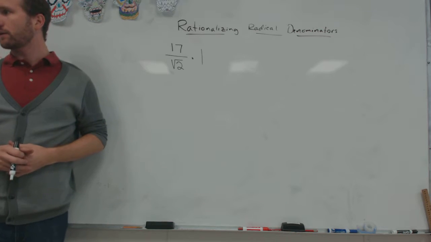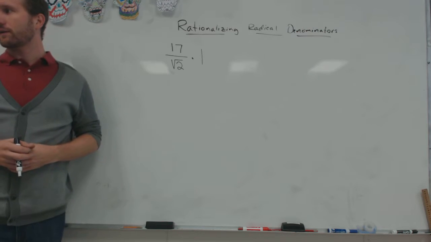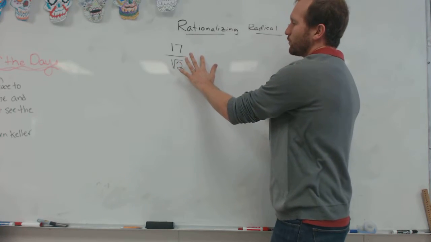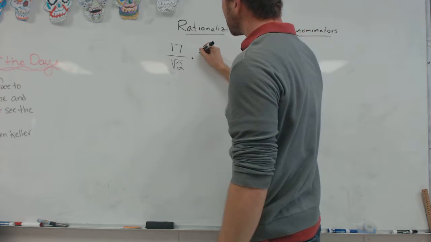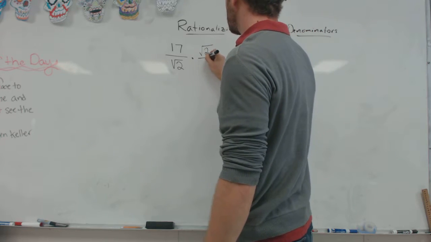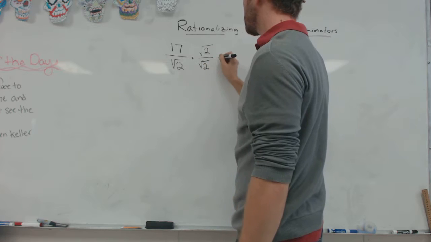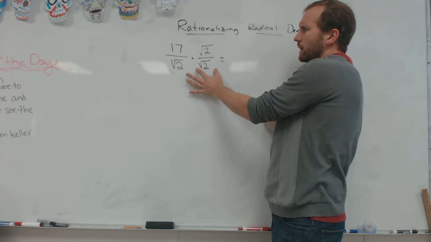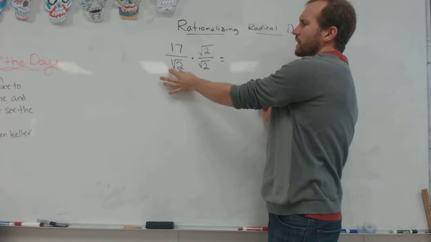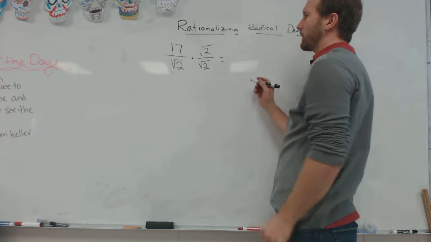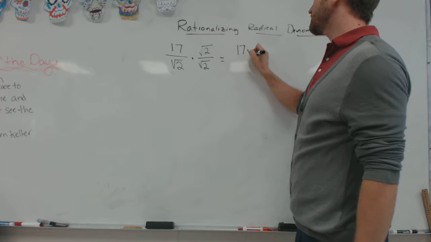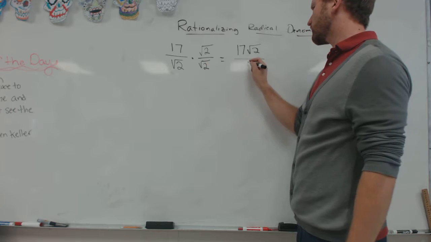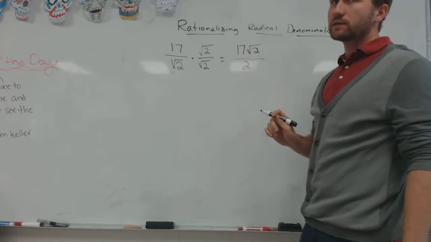Could you multiply it by square root of 2 over the square root of 2? Yeah. So I'm going to multiply by 1, but my 1 is going to look like this in this problem: the square root of 2 over the square root of 2. I'm not changing the value of my fraction because I'm multiplying by 1, but this will have the effect of getting the radical out of my denominator. So I'm going to have 17 square roots of 2 in the top, and in the bottom, the square root of 2 times the square root of 2 is just 2.